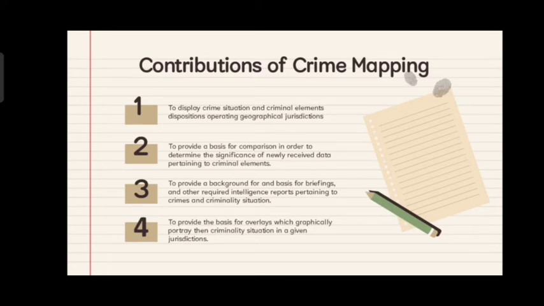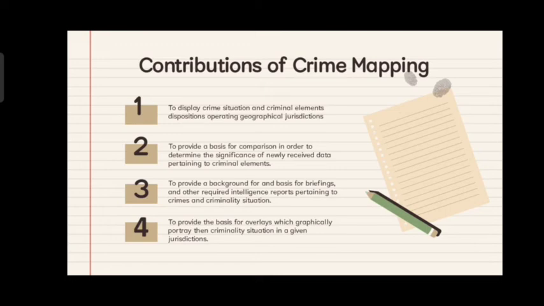Contributions of crime mapping. First, to display crime situation and criminal elements disposition operating in a geographical jurisdiction. So, yung nagagawa ng crime mapping is to display or to show the crime situation, the criminal elements, or how the crime happens, or yung way ng pag-commit ng crime, para ipakita sa mga residente yung geographical jurisdiction, kasi yung persons na involved or included here sa geographical jurisdiction is the residents, citizens. So, yon para maipakita sa kanila yung mga crime situation and to show the way of committing crime.